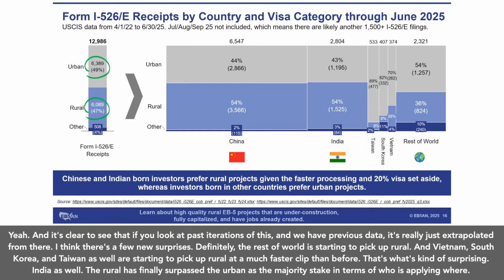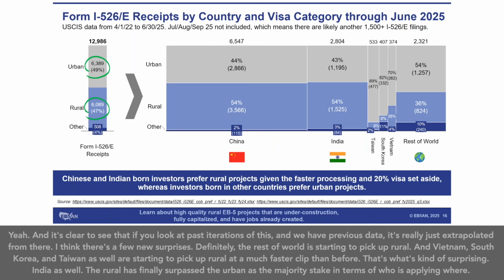I think there's a few new surprises. Definitely the rest of world starting to pick up rural, and Vietnam, South Korea, and Taiwan as well, starting to pick up rural at a much faster clip than before. That's what's kind of surprising. India as well, the rural has finally surpassed the urban as the majority stake in terms of who's applying where.